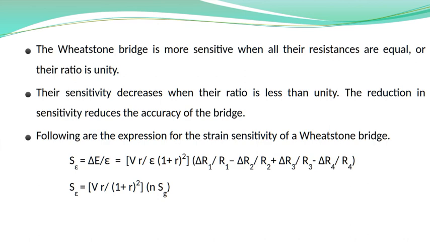As we all know, there are 3 cases of Wheatstone bridge: quarter bridge, half bridge and full bridge. And in each case, resistance is replaced by strain gauge. If all 4 resistances are replaced by strain gauges, it is called full bridge, and it has maximum sensitivity and therefore possesses higher accuracy.